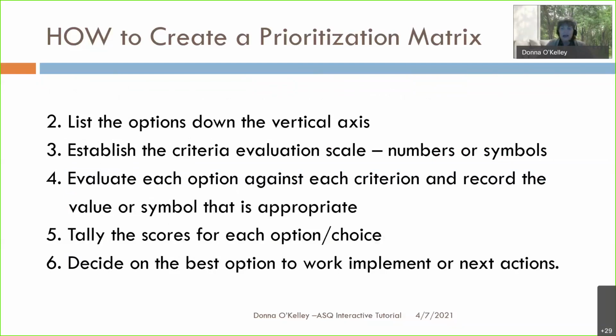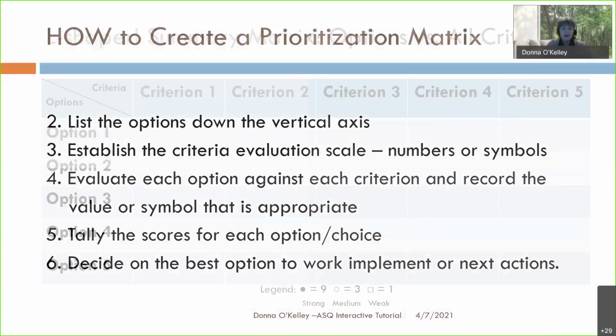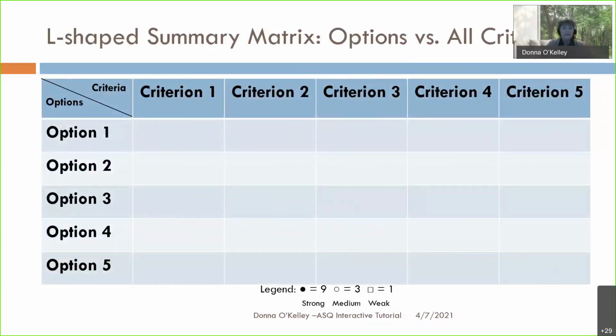So let me just show you an unfilled prioritization matrix. I think this will say it better than I can. So again, it's an L-shaped matrix. In this example, I've got the criteria across the top, and the options that you're just trying to decide upon are down the left-hand side. Now you'll notice also there's a legend on this. You have to have some kind of scale because you're going to use a numeric scale to actually tally up your scores and pick the best solution, pick the best option.